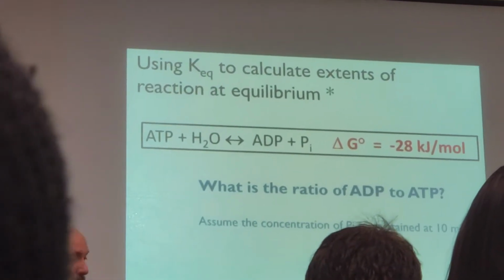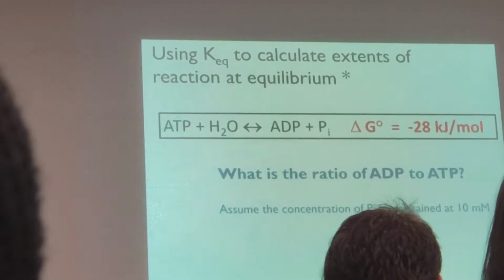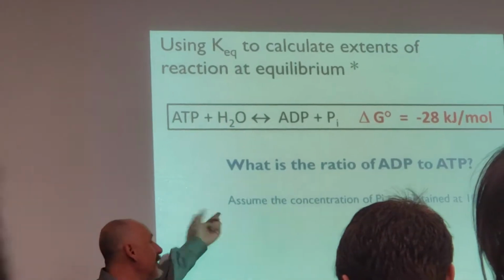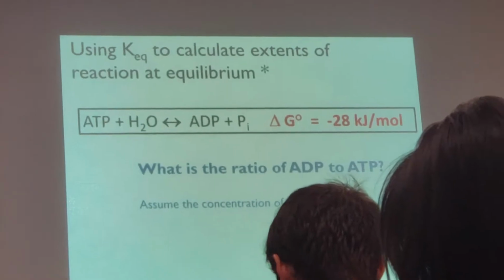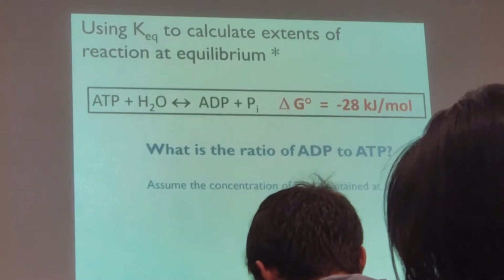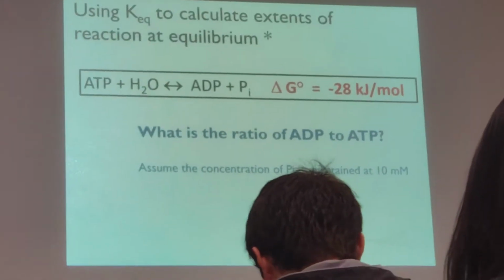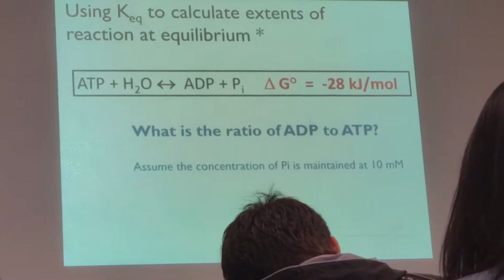All right, so the critical thing is, okay, well, that's fine, but how much to the right? What is the extent of the reaction? So this is physiologically reasonable. Let's say inorganic phosphate is maintained at 10 millimolar. All right, so can we figure out the extent of the reaction? Obviously, the answer is yes. All right, so this is how we would do it.